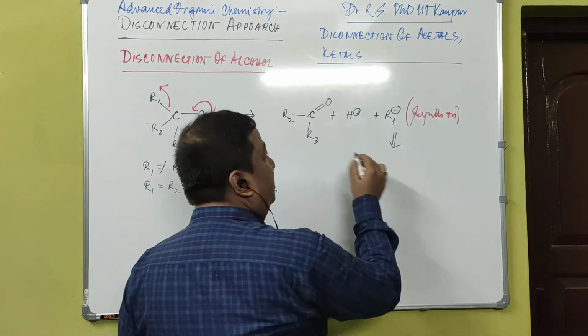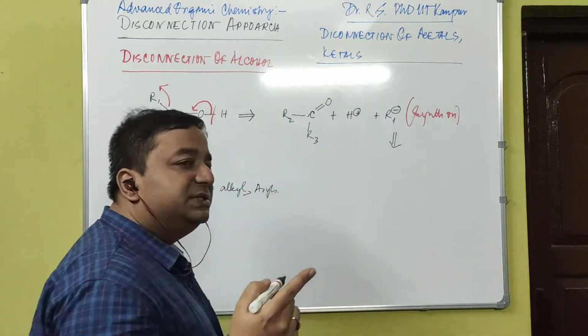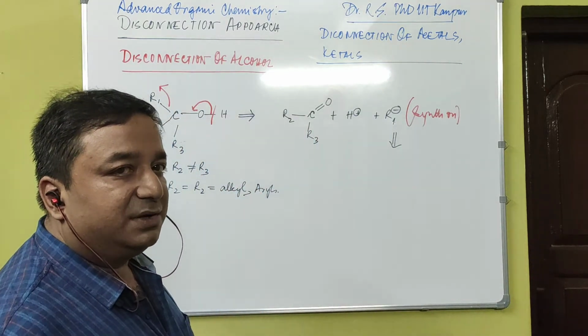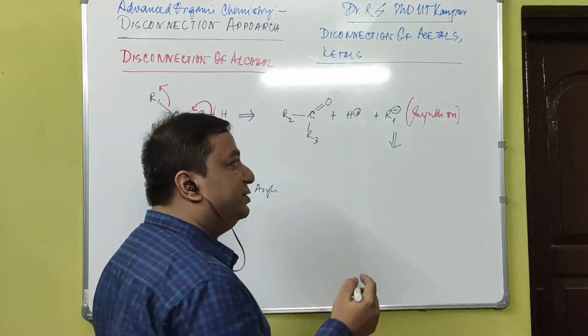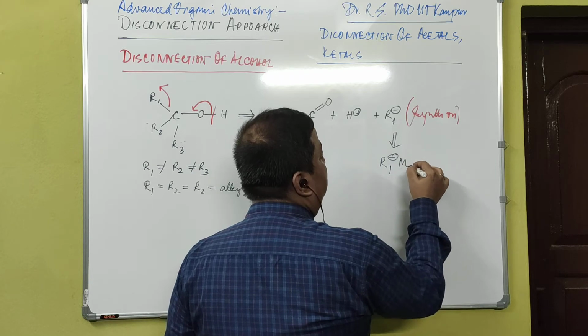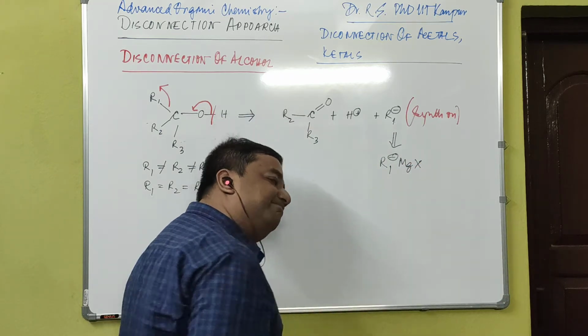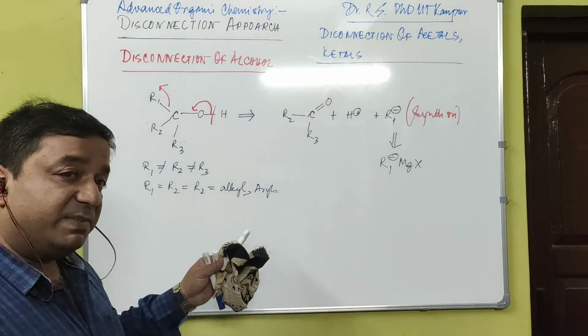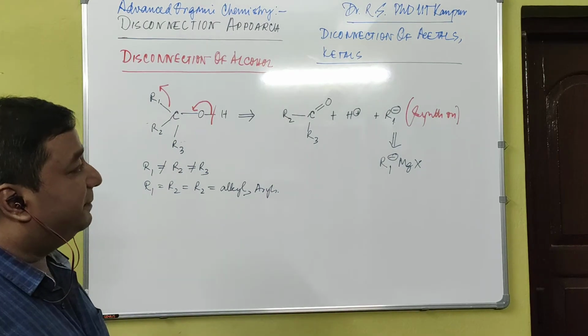So you know that ketones react with Grignard reagents to form tertiary alcohol. This is a tertiary alcohol. So what will I do? I will simply write R1 minus MgX. So that is one of my starting materials over here.